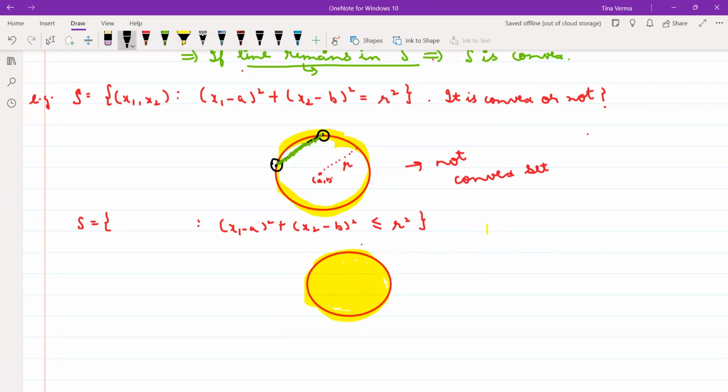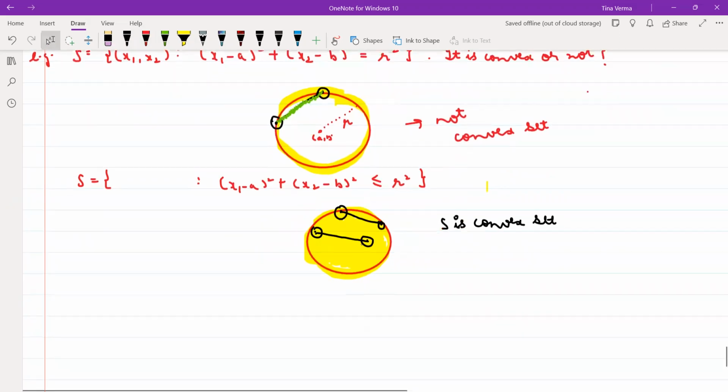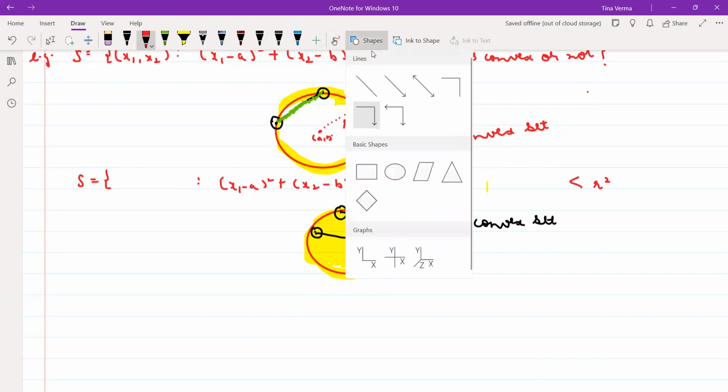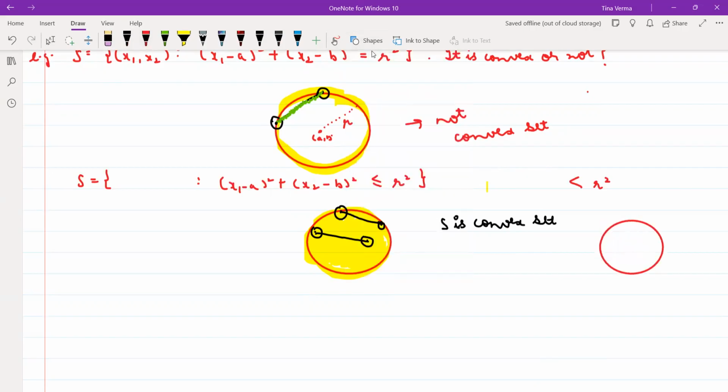Now if you take any 2 points in S and I join them by a line, is it remaining in S? Take any 2 points, I can take here as well, then it remains in S. So that means S is a convex set. Is it clear? Even if you remove the restriction of less than, that it is less than r square, still it will remain your convex set, because you do not have to take the boundary points, you only have to take the inner portion points.